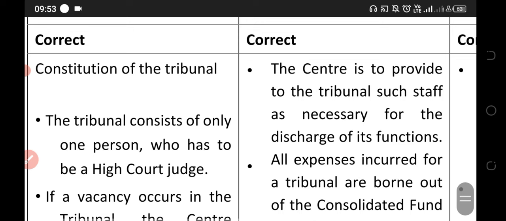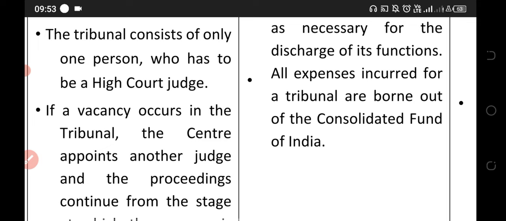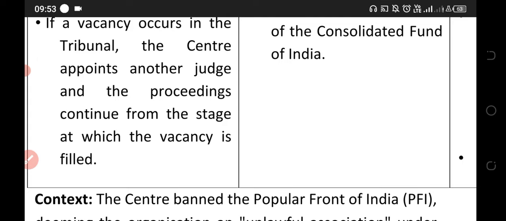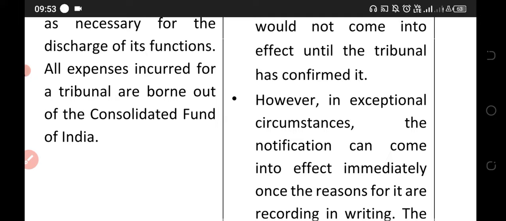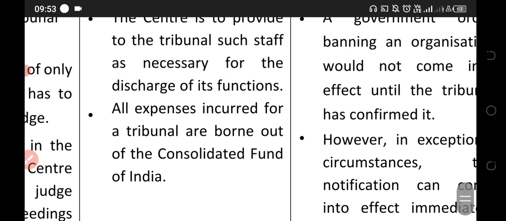The tribunal consists of only one person who has to be a High Court judge. If a vacancy occurs in the tribunal, the Centre appoints another judge and proceedings continue from the stage at which the vacancy is filled. The Centre is to provide to the tribunal such staff as necessary for the discharge of its function. All expenses incurred for the tribunal are borne out of the Consolidated Fund of India.